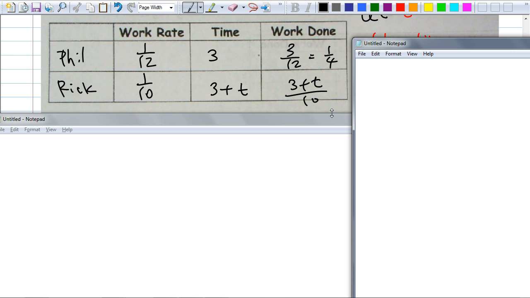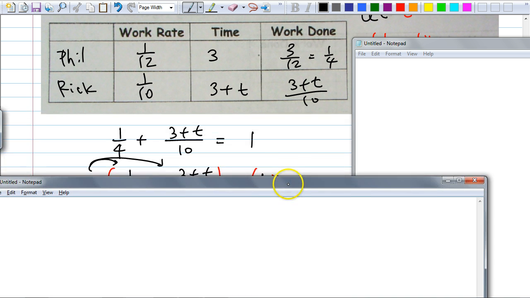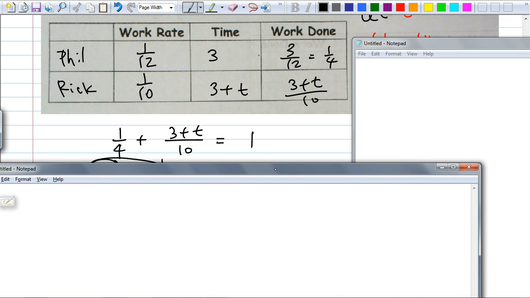What is our equation going to be then? Okay, how about Cole? 1/4 plus 1/10 times 3 plus T equals 1. When you add them together, they have to finish the whole job, right? Does that make sense? Because Rick works more hours, right? Phil did 1/4 of the job, so Rick has to do 3/4 of the job, right? Anyway, when you add them all together, it equals 1, right?